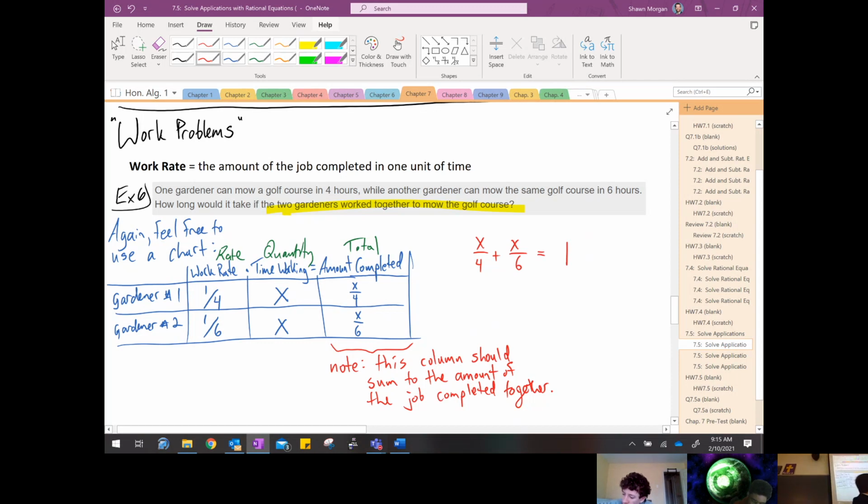It says this column should sum up to the amount of the job completed together. That problem said, how long will it take the two gardeners to mow the whole golf course? Okay, we set it equal to 1. If they had said, how long will it take these two gardeners to mow half the golf course, we'd set it equal to a half. Okay, that's just plain and simple. If it said, how long would it take them to mow this golf course and a similar golf course next door, right? You'd say, oh, well, we're going to have to set it equal to 2 because they're doing 2 of those jobs, as described in the problem. But 9 times out of 10, fellas, you're just going to add it up, set it equal to 1. That's how a work problem goes.